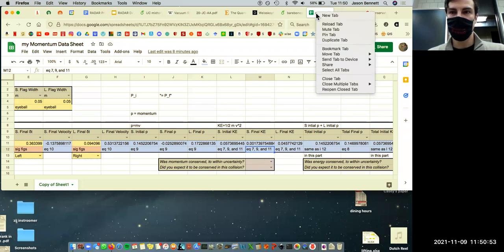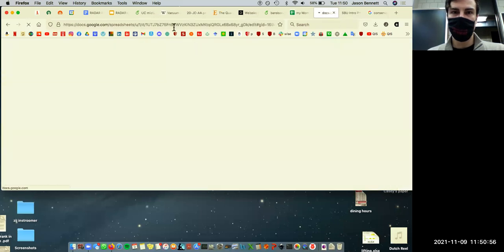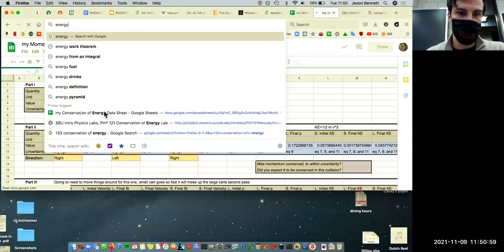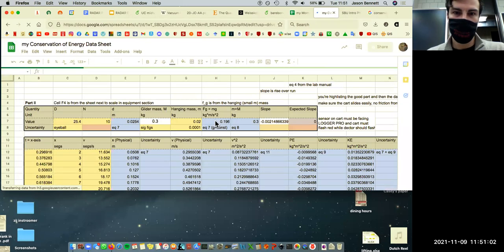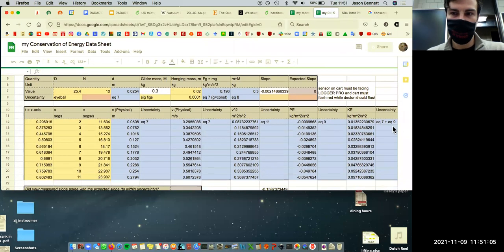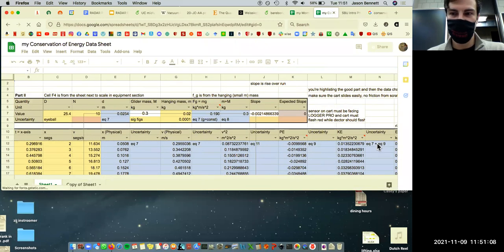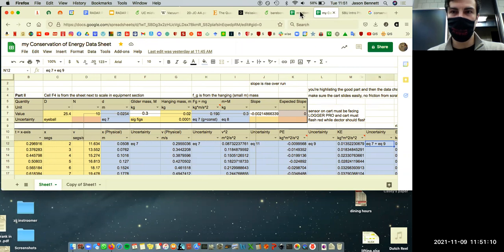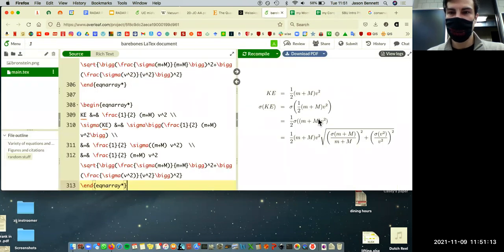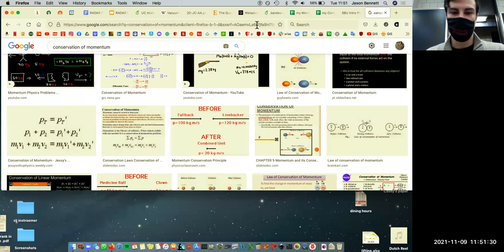So let me compare this to not last week, the week before, energy. When we did this uncertainty, it only had 7 and 9. The reason for that was because of the equations that we were using to find that uncertainty. So let me just walk you through here. Here's the equation for kinetic energy. I take the uncertainty of it. The first thing I do, from this equal sign to this one, is equation 7, because this 1/2 doesn't have an uncertainty. So it's just like the C from the error manual.